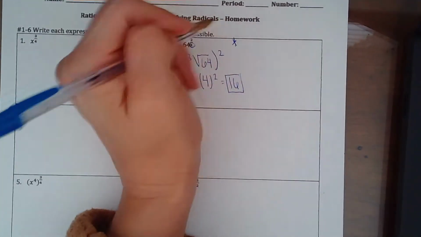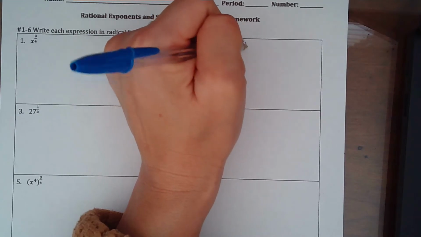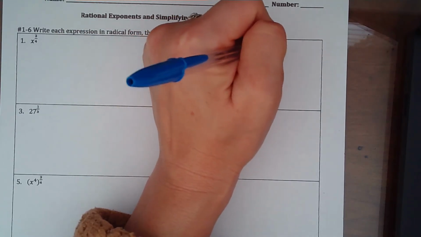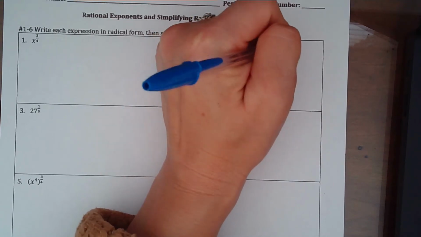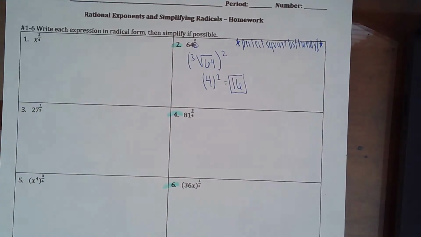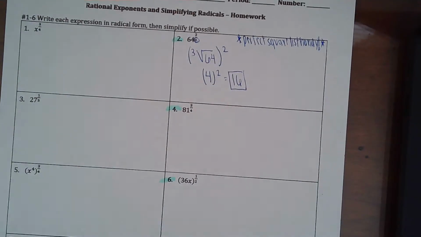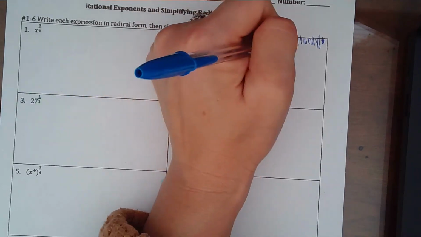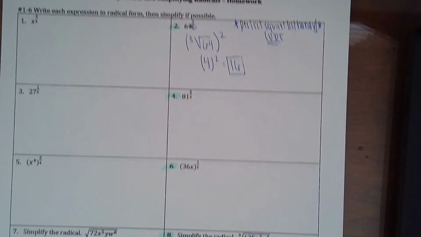So keep your perfect square list handy. Keep that perfect square list handy, and perfect cube list as well. Perfect square and perfect cube list.